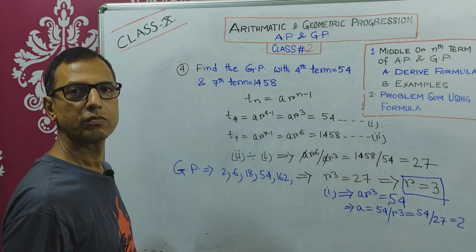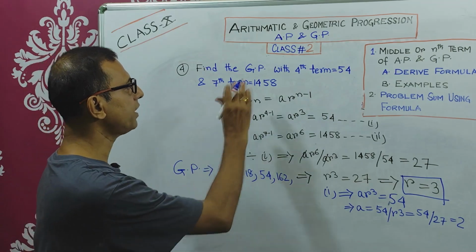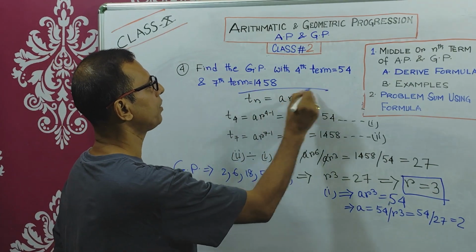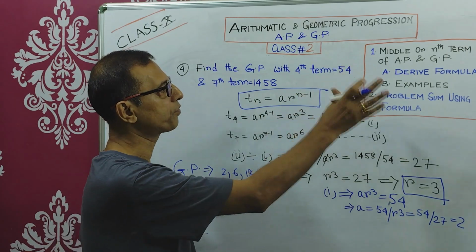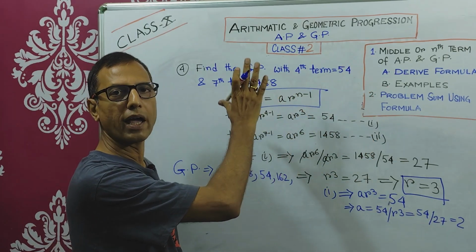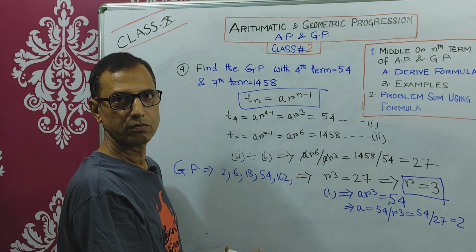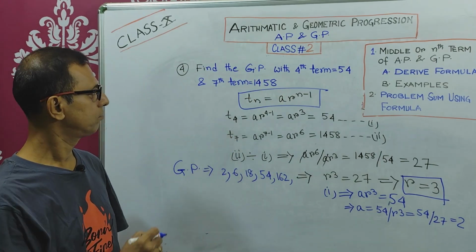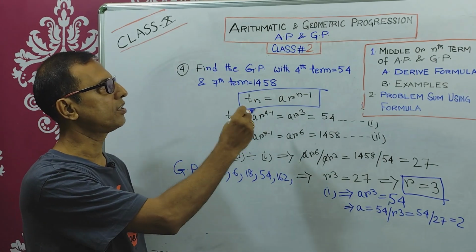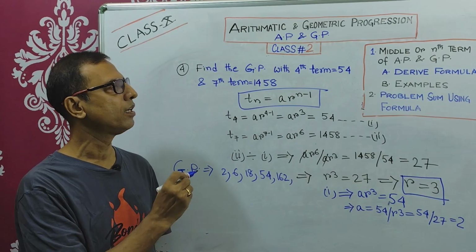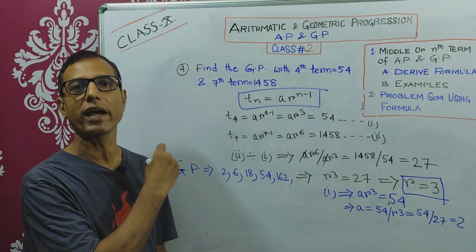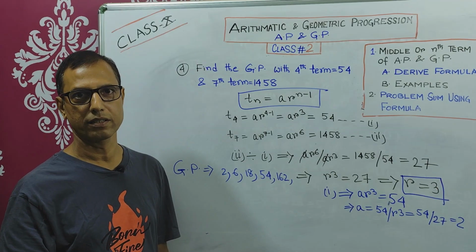Okay, so this is how the formula you need to utilize both for AP and GP. And also I have shown you how the formula actually has been derived. Okay, so I hope this session is clear, how to find out the nth term or middle term of an AP and GP, and how to utilize the formula, why the formula is needed, right?